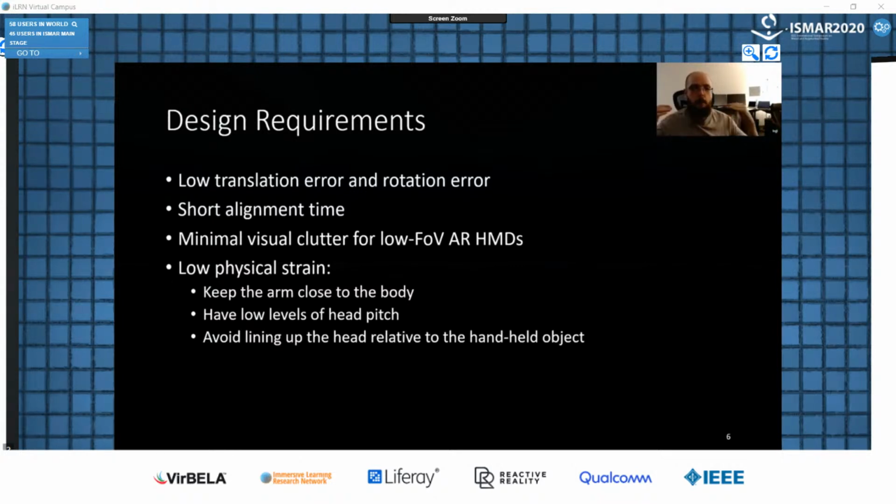We also wanted to have low levels of head pitch. So we didn't want the head to be tilted up or down very much because you have some additional weight of the headset, and that weight distribution is off. That will cause additional fatigue on the neck.